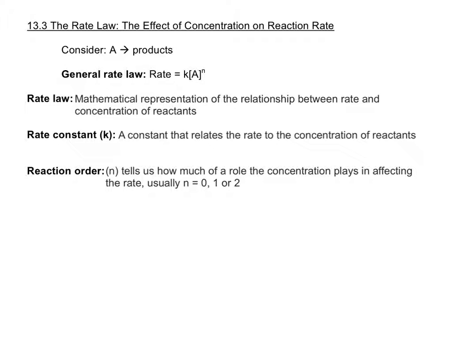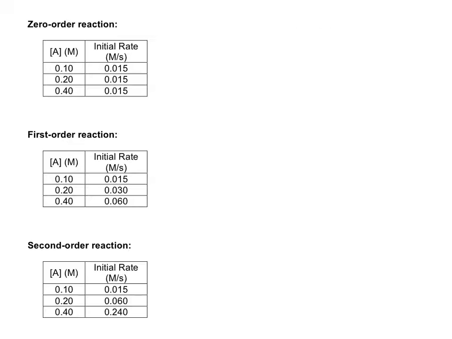Okay, and we're going to spend the next couple of slides talking about what reaction order is, and it basically tells us how much the rate depends on the concentration. It is usually, though not always, but in our case, we're going to say it is either 0, 1, or 2. So a zeroth order reaction is a reaction that does not depend on the concentration at all.